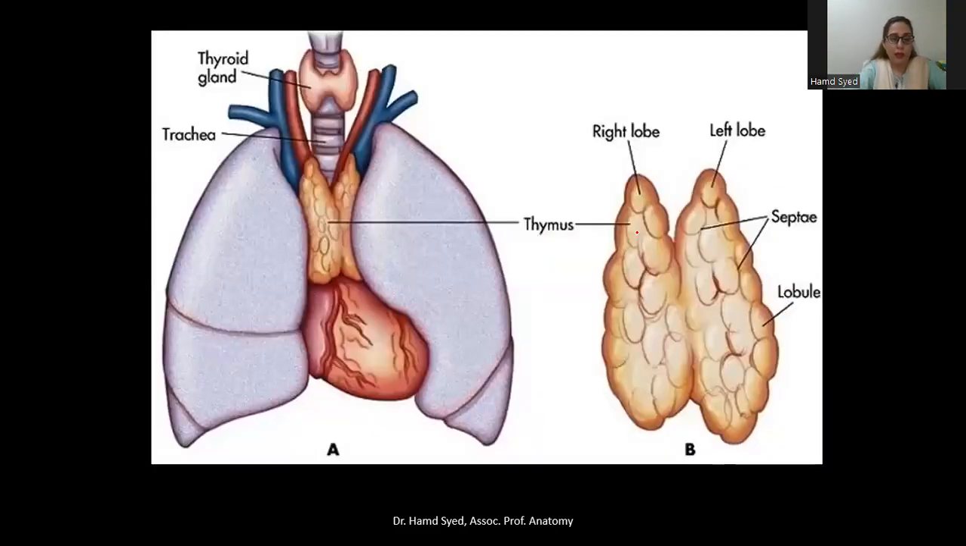Let's now look over here at this thymus gland. If you just follow the red pointer, it is a bilobed structure. Here are the two lobes, the right lobe and the left lobe, and they are connected by this intervening tissue in the middle. And you can also see that the lobes are subdivided into several lobules.